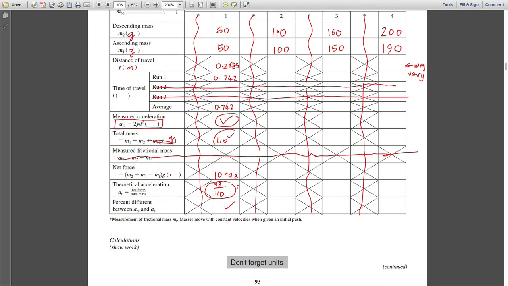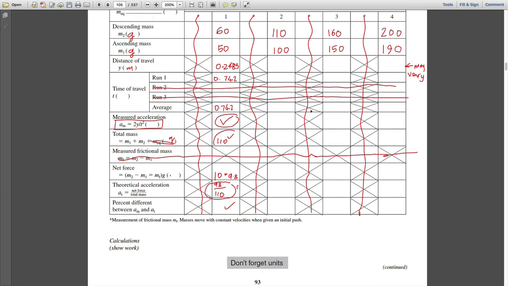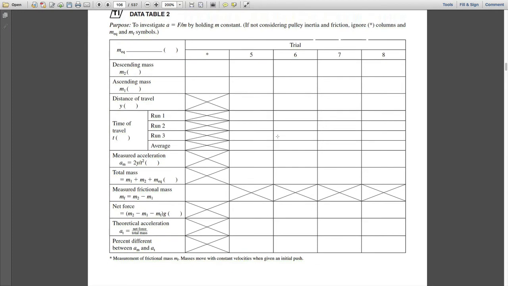Then reset the masses to 110 and 100 and get the distance that it gives you. Again, the distance is the very last value on the second column, and the time is the last value on the first column. That's how you fill out the first data table. Then you proceed to the second data table.